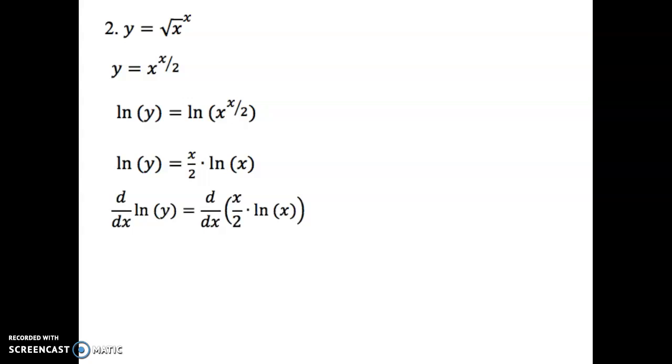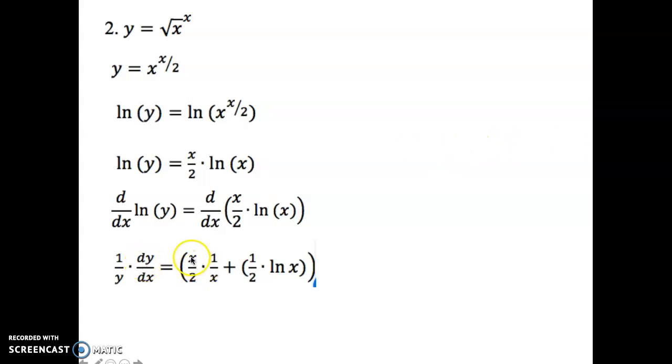Now take the derivative of both sides of the equation. On this side, I see the product rule. On this side, I just see the natural log rule, but implicit differentiation. Taking the derivative, I get 1 over y dy/dx on the left. On the right, I have to use the product rule. It would be the first function, don't do anything to it, times the derivative of the second, which is 1 over x, plus the derivative of the first function, which is 1/2, times the second, don't do anything to it.